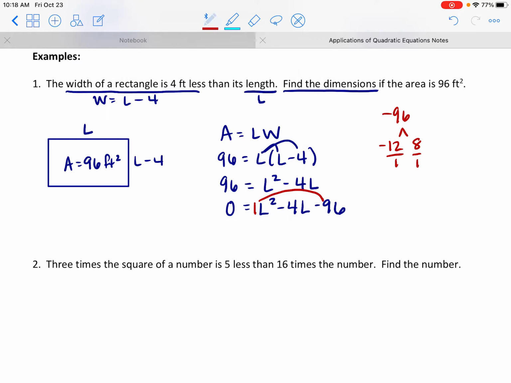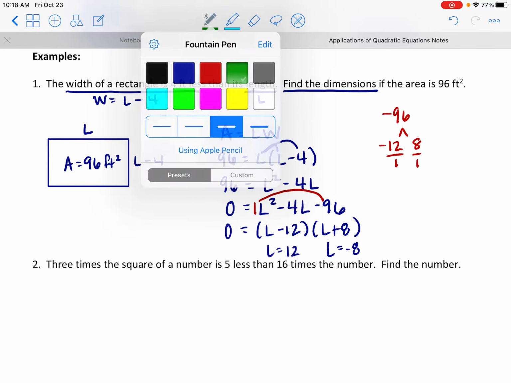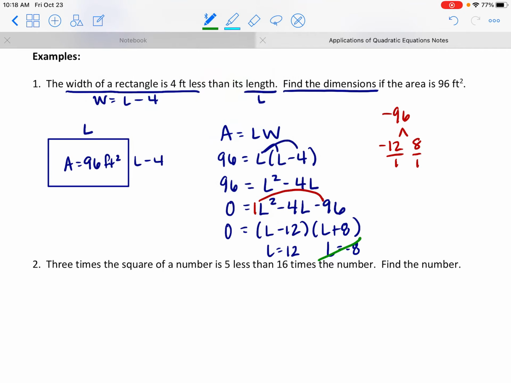And so we know this is going to factor into an L minus 12 and an L plus 8, which technically gives us two answers, L equals 12 and L equals negative 8. And if we had no context, we could just box those both in as our solutions. But here, only one of those is going to make sense for a couple of reasons. We cannot have two lengths for one rectangle, and also the length of a rectangle can't be a negative, so we're going to eliminate this L equals negative 8 as a possibility, which means L has to equal 12.